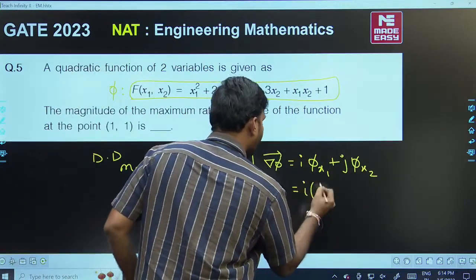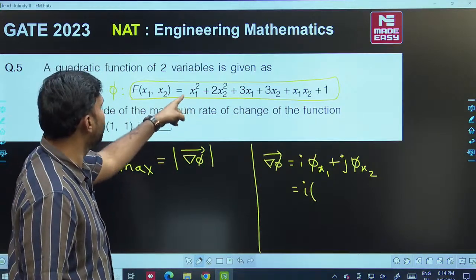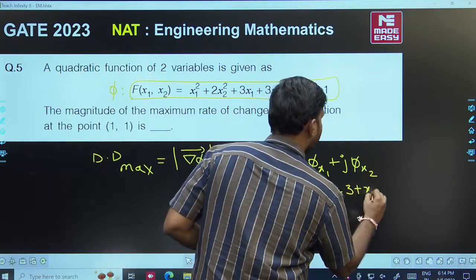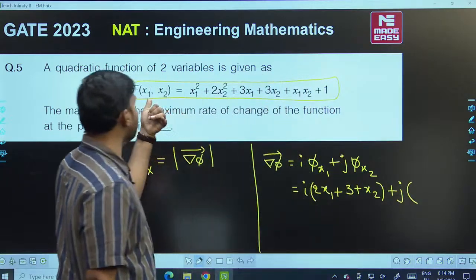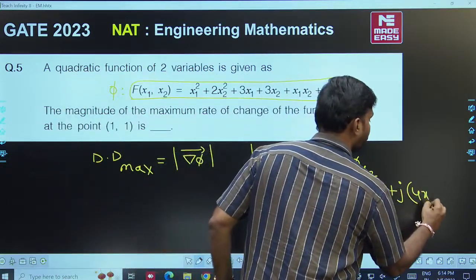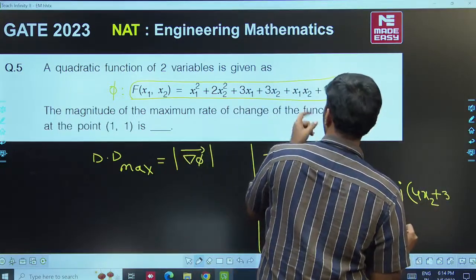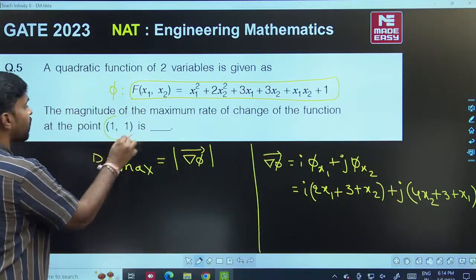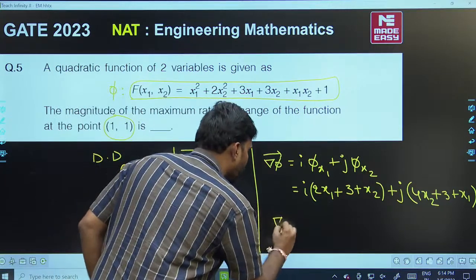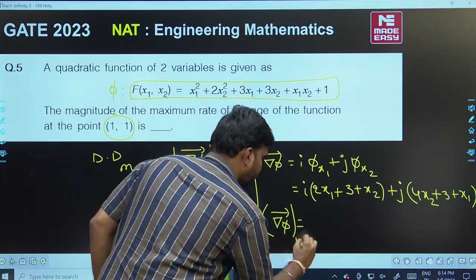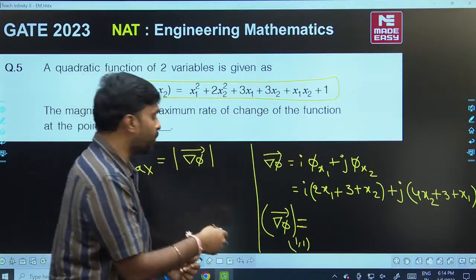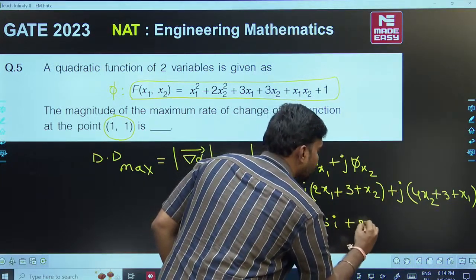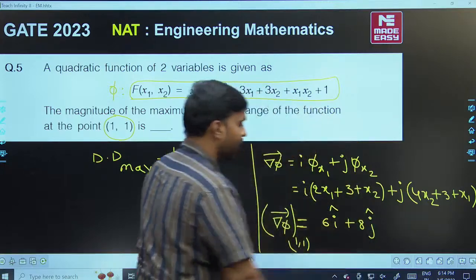So dou phi by dou x1, if you take it here, is nothing but 2x1 plus 3 plus x2, and then plus j into dou phi by dou x2, it is 4x2 and then plus 3, and then plus x1. So this is the thing, but at which point is he asking? At 1 comma 1. So if you put 1 comma 1 into this vector, because you are finding this normal vector at the point 1 comma 1, that is given as 3 plus 2 plus 1, so you are getting 6i cap plus 8j cap.